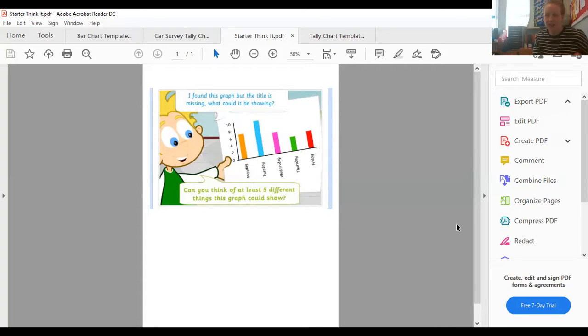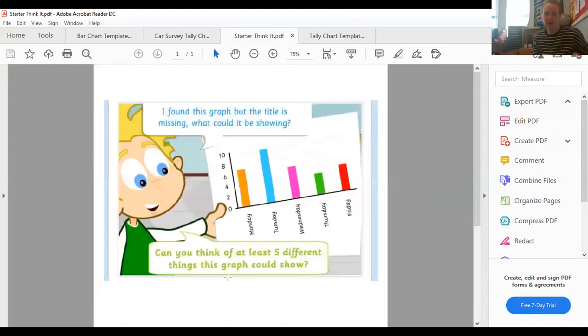So here it is, and you can see that Sten has got a little problem for us because he's found this graph here, but the title is missing. So we are going to give you 5 or 10 minutes just to have a little think about what this graph could be showing. And we want you to think of 5 different things it could be showing.